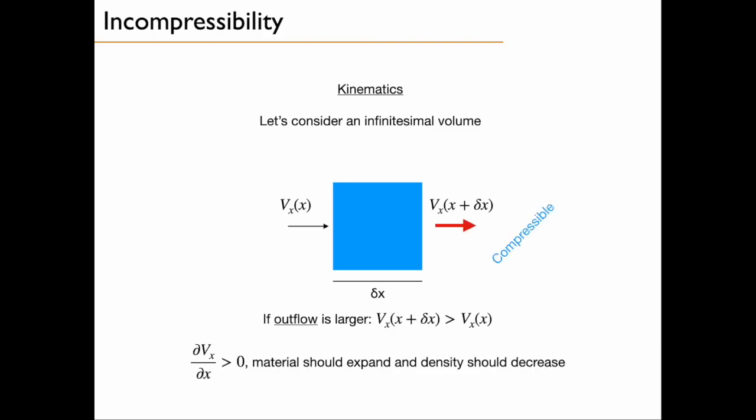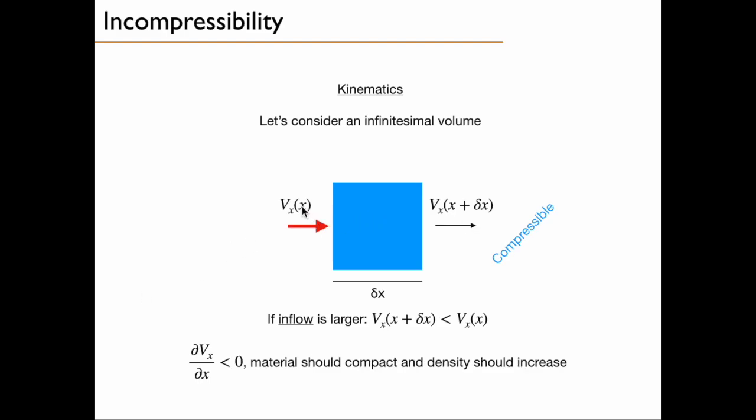Now, let's consider that the outlet velocity vx plus delta x is large and positive. So material is flowing out more than it is flowing in. If v at x plus delta x is larger than vx, then dv dx will be larger than 0. The material should then expand, and the density should decrease. This is a dilation case.